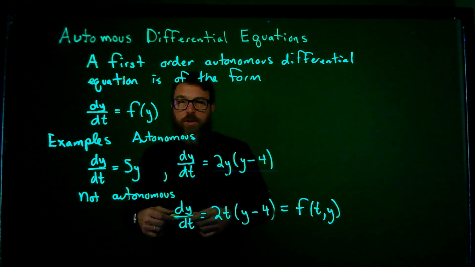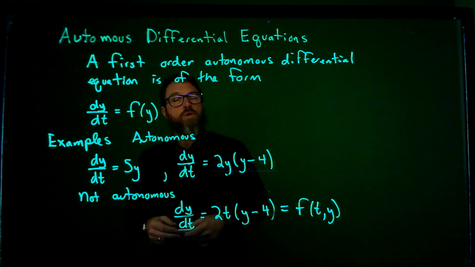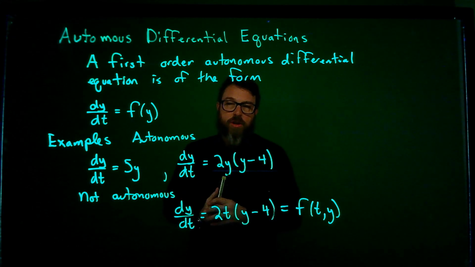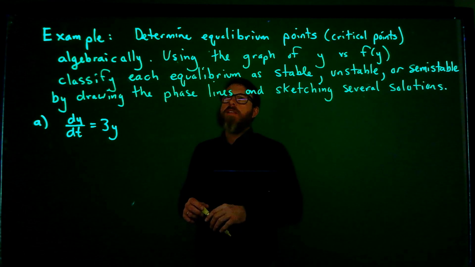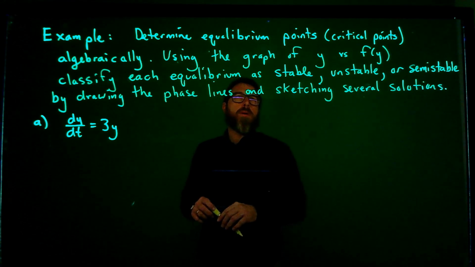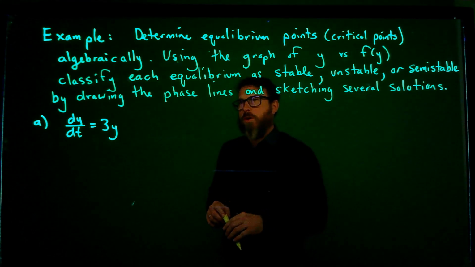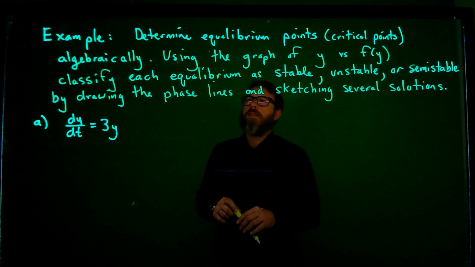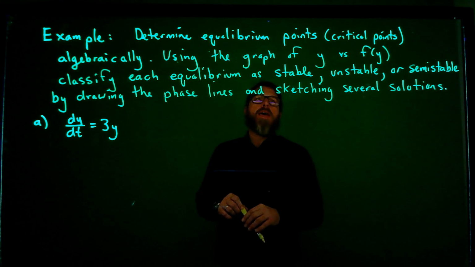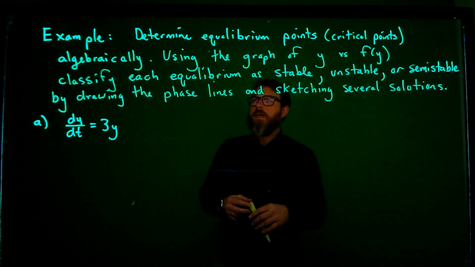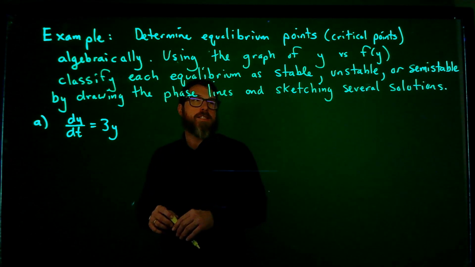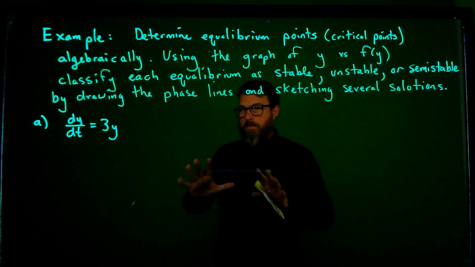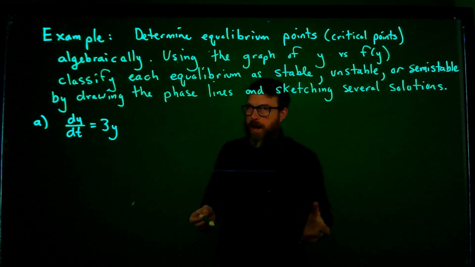So we're going to do some phase portraits and graph some of these using numerical methods. In this example, I want to determine equilibrium points, which we can also consider critical points, algebraically, and then, using the graph of y versus f of y, classify each equilibrium as stable, unstable, or semi-stable by drawing phase lines and sketching several solutions. I know I didn't define these, but through this example, I will define what these things mean.